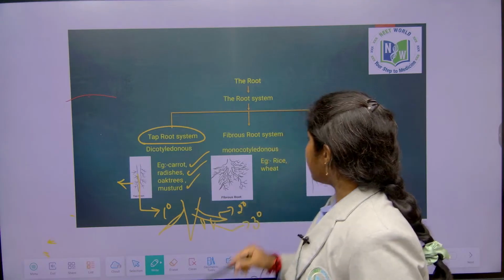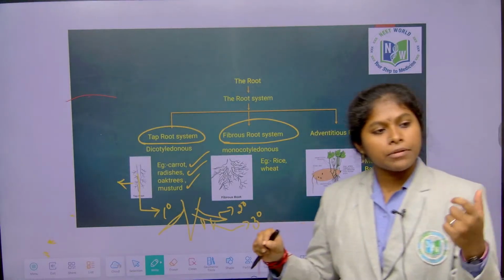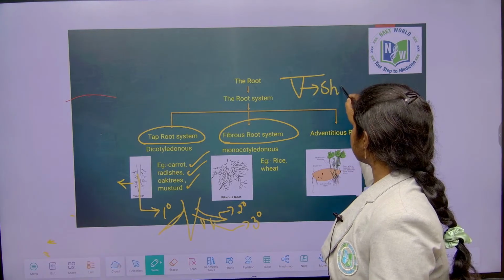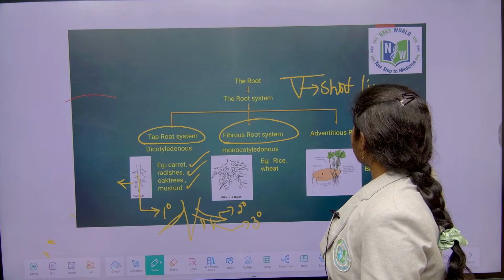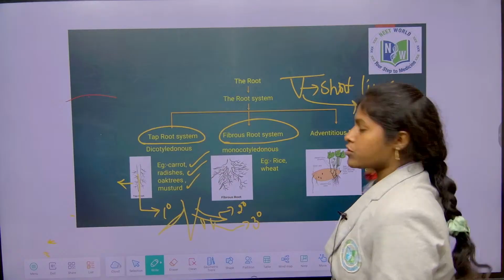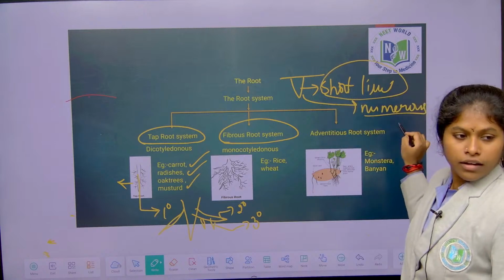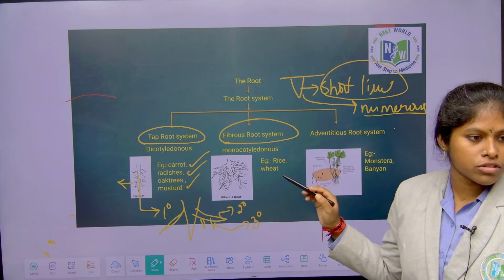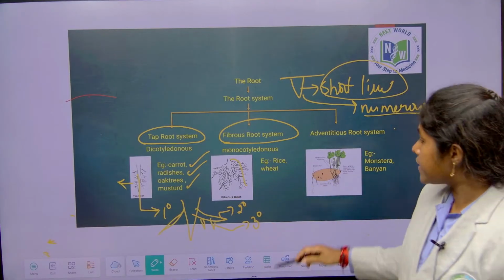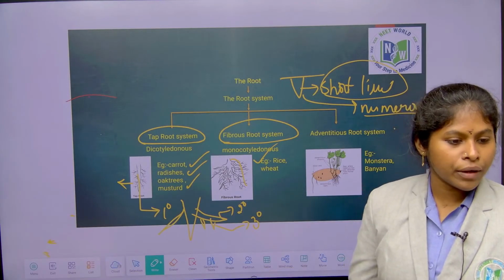And coming to the fibrous roots. Firstly, the fibrous roots also arise from the primary root only, but it is very short lived. It will be replaced with numerous roots, and those are the fibrous roots. From the base of the stem, these numerous roots will arise. The examples of fibrous roots are rice and wheat.